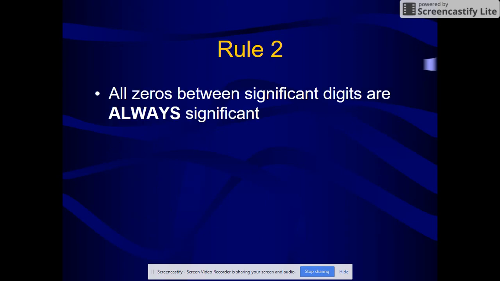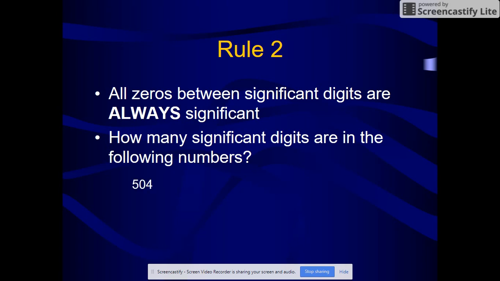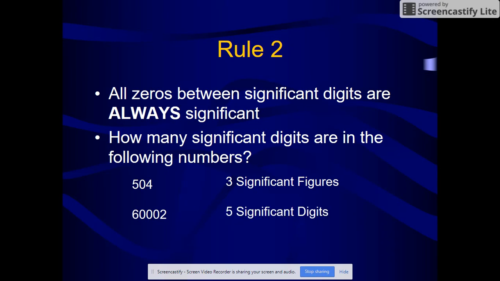Right, rule 2. All zeros in between the significant figures are also always significant. Okay, so if they're in between, always significant. How many in this one? Well, 504, so you've got 3. So you count them all as significant figures. 60,002, so you've got 1, 2, 3, 4, 5. Okay, 9.077, and you've got 4. So if they're squashed in between, they become significant as well.